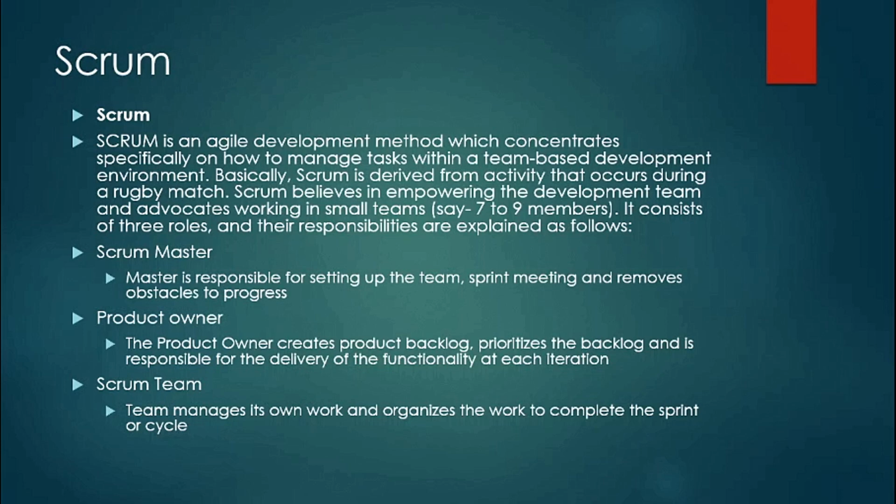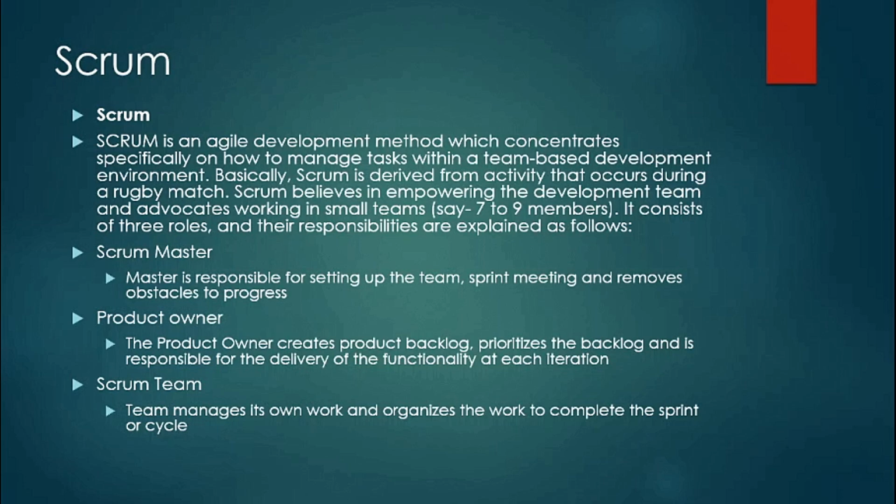The interview question that is asked about Scrum is: what are the 3 major stakeholders in Scrum? First is the Scrum Master, second is the Product Owner and third is the Scrum Team. The Scrum Master is responsible for setting up the team sprint meetings and removing any obstacle to progress. So during testing, if the feature is not built correctly, or if there is any requirement from the dev team, you can raise all these issues and concerns to the Scrum Master, and the Scrum Master is there to handle all these hindrances.